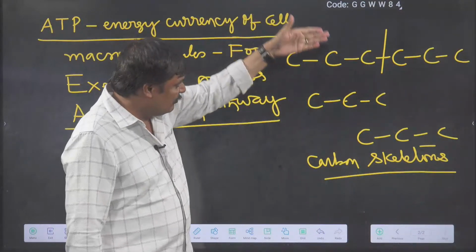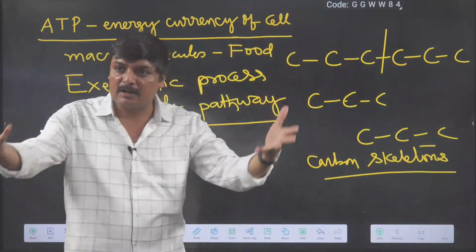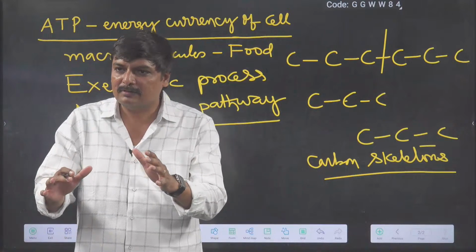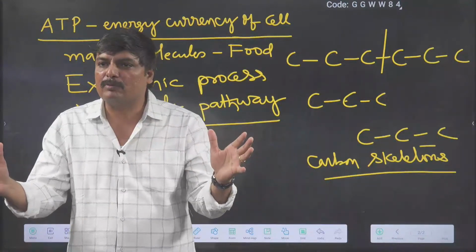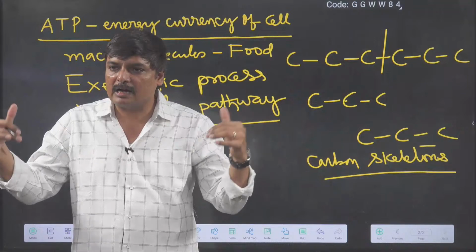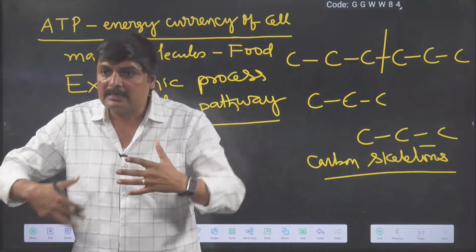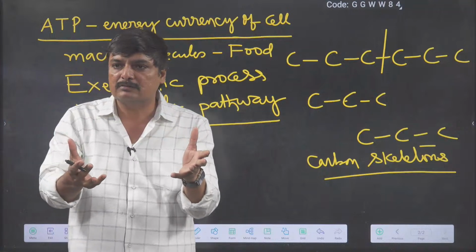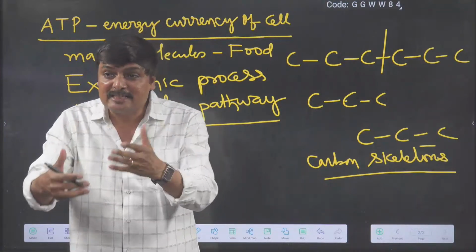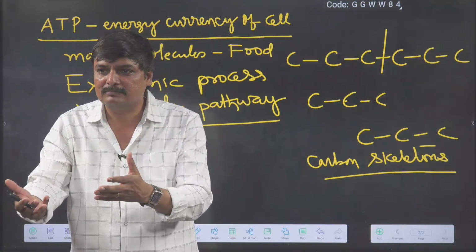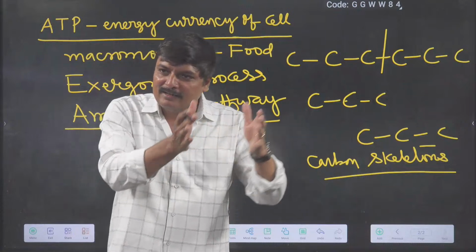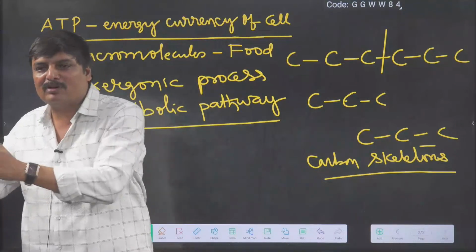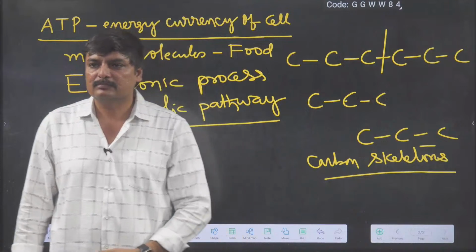Breakdown of C-C bonds is catabolism. After breakdown, several fragments are formed. These are called carbon skeletons. These skeletons are used to synthesize other organic molecules like proteins. And this is anabolism. On one hand, there is catabolism. On the other hand, there is anabolism. Clear?